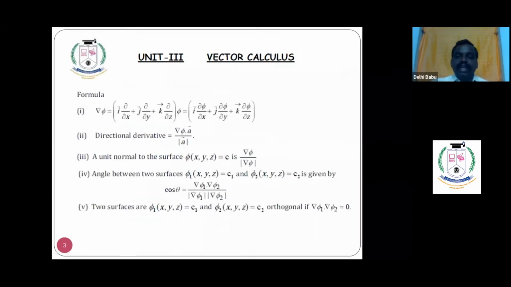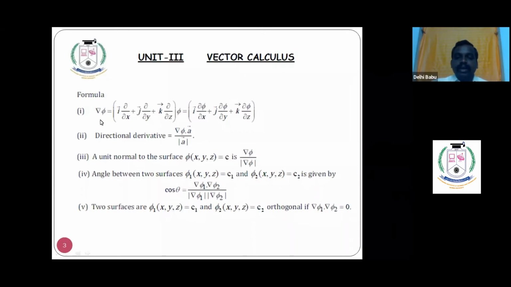Now first we will see what is gradient, divergence, etc. So first of all, this del is nothing but the reciprocal of the triangle symbol. In three dimensions, this del expansion is i vector dou by dou x plus j vector dou by dou y plus k vector dou by dou z. This is the expansion for our del.